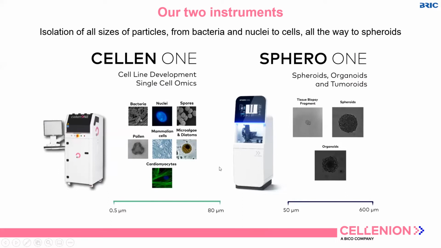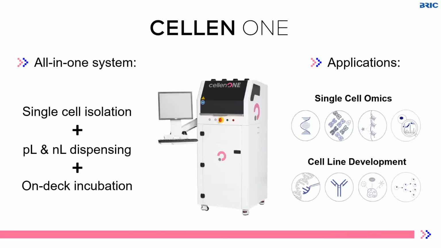More recently, last year, we released a new device, which we call the spheroONE, which works on the same principle, but that is dedicated for the isolation of larger particles, ranging from 50 micron up to 600 micron, and we use this for isolation and for sorting and isolation of spheroids and organoids. And I will tell you more about this at the end of my presentation. But first, I will introduce you to the CellenONE technology.